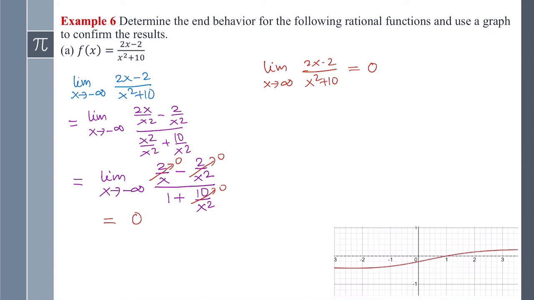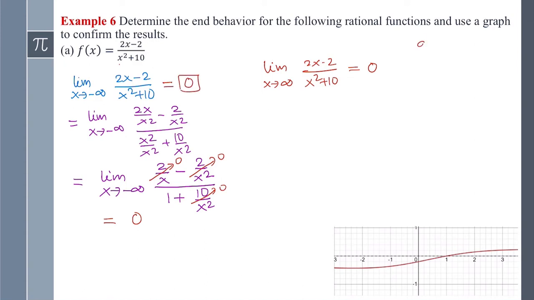Now this is the shortcut here. If the degree of the numerator is smaller than the degree of the denominator, that means the denominator grows faster than the numerator, and the denominator becomes very large quickly. So we are dividing a smaller number by a very large number. That's why this limit equals 0.